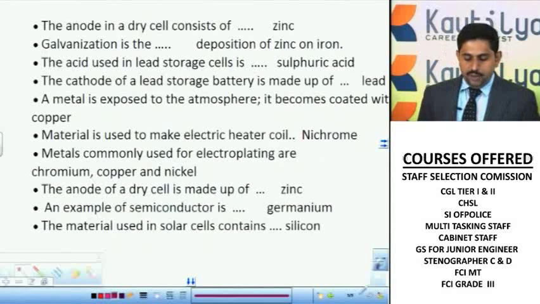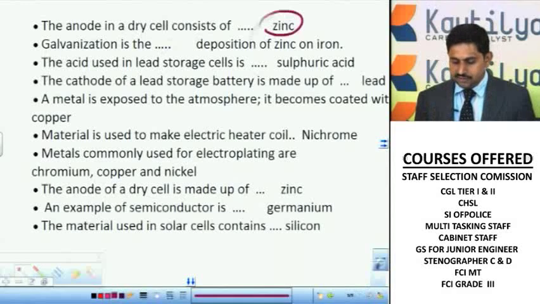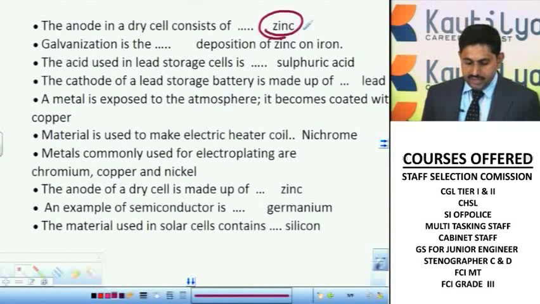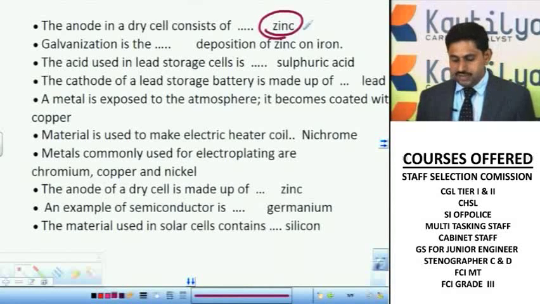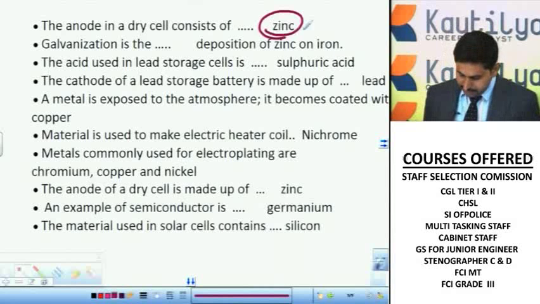Now, the anode in a dry cell. I already told you that the dry cell consists of zinc, right? Zinc acts as the anode and the carbon graphite acts as the cathode. Galvanization is the process of deposition of zinc on iron. What is galvanization? We'll see.